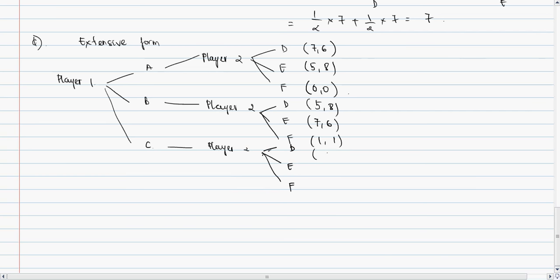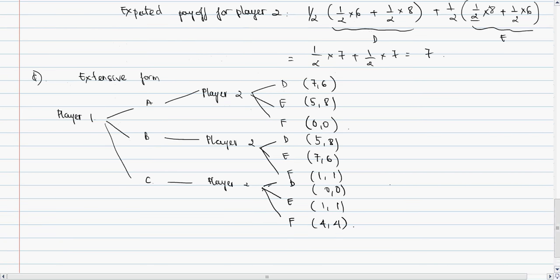Player 1 playing C, player 2 playing D, the payoff will be 0 and 0. Payoff here will be 1 and 1, and the last one is going to be 4 and 4. So it's basically a different form of the game where the players are moving sequentially. In this case, player 1 is moving first and player 2 is moving second.